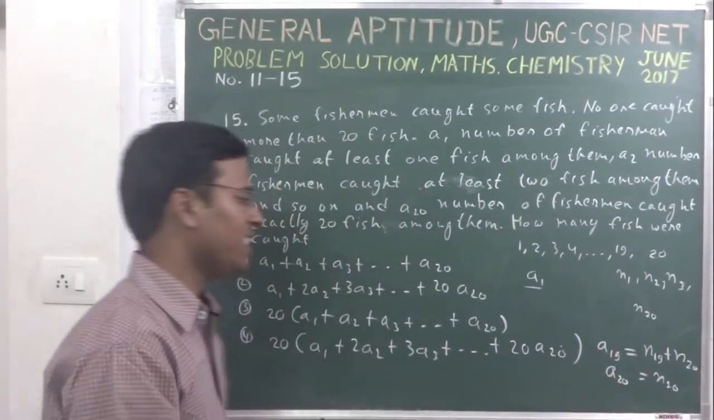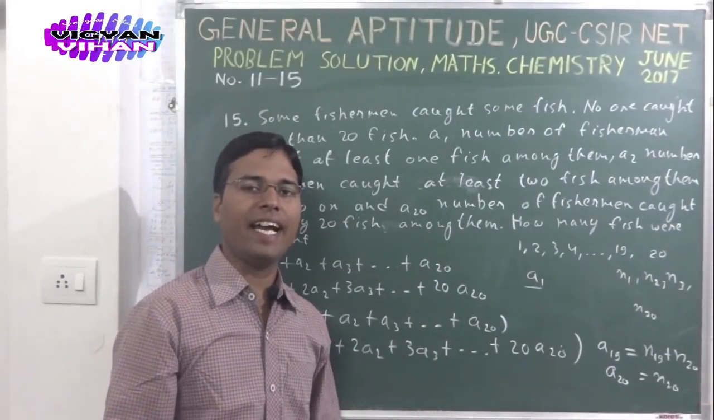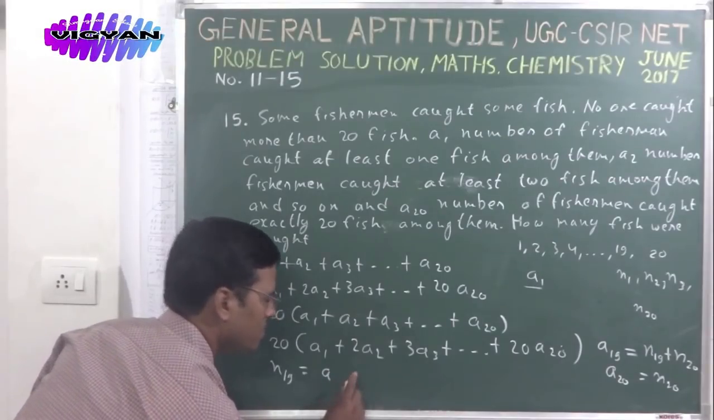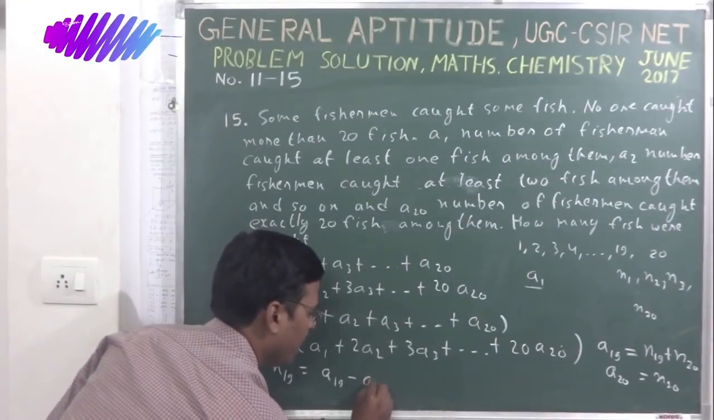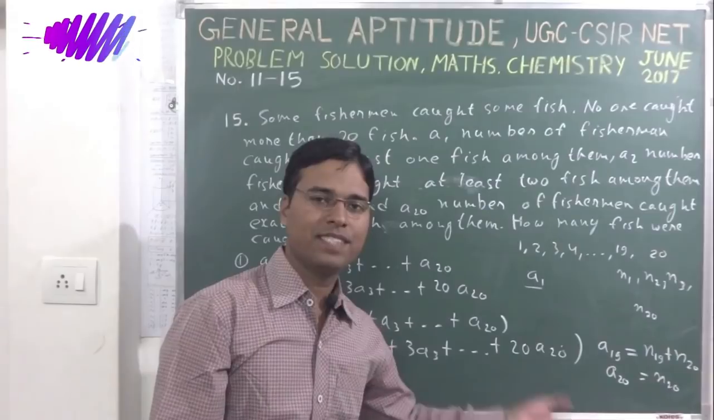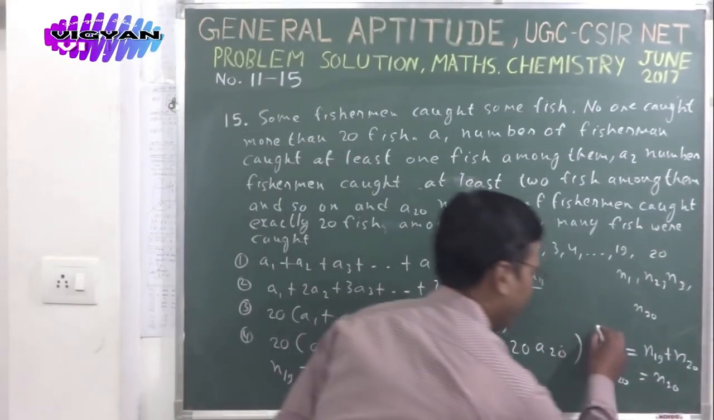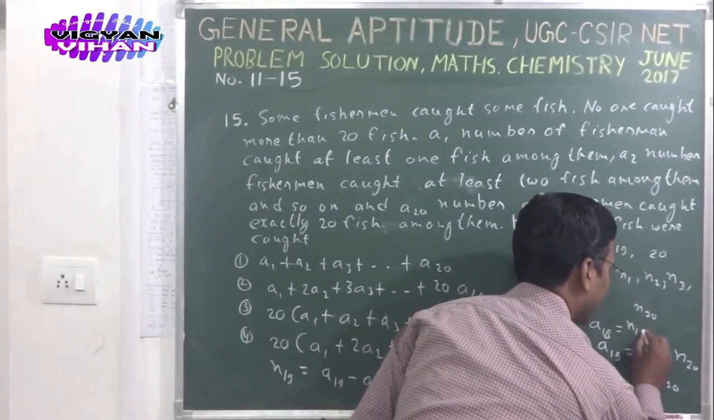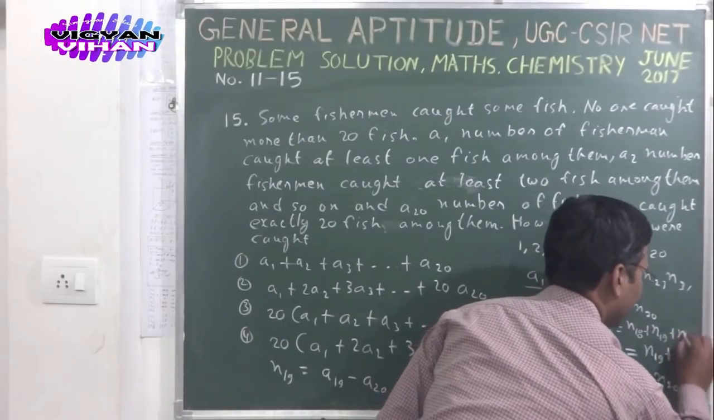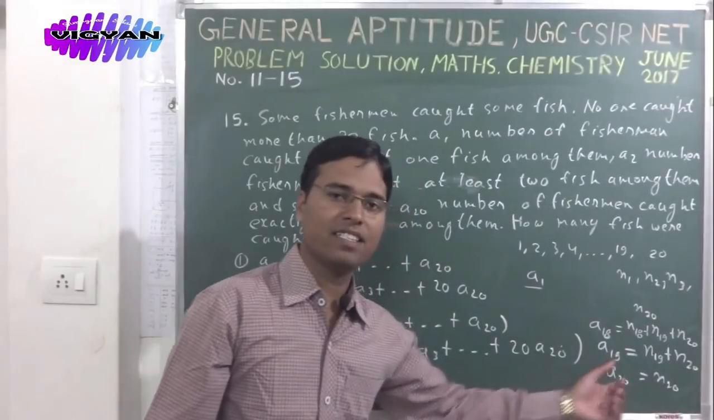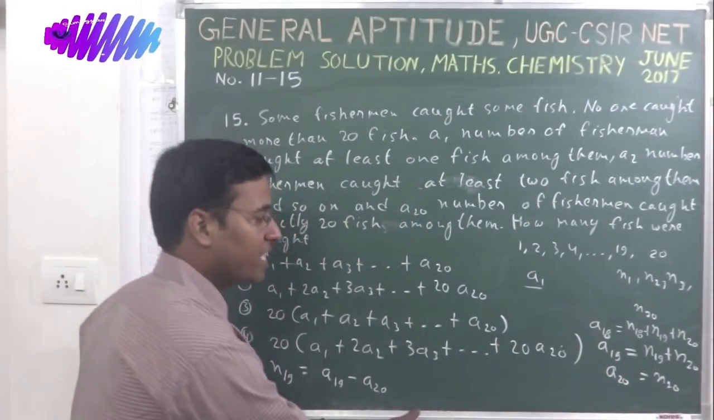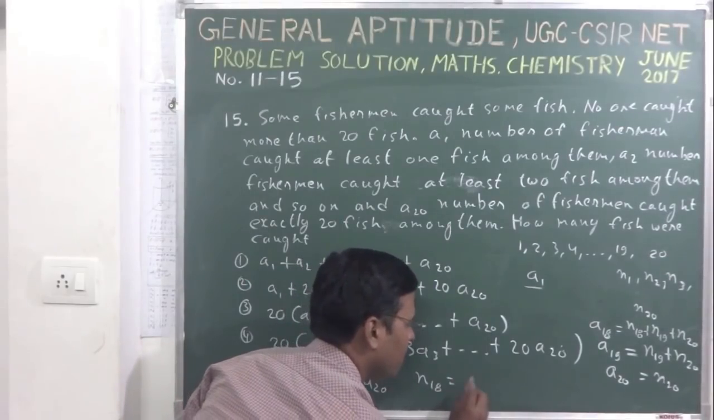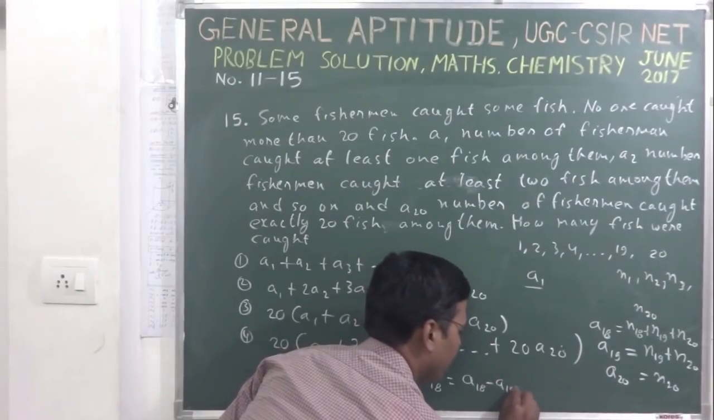Now you can easily calculate the number of fishermen who caught exactly 19 fishes each, and N19 would be equal to A19 minus A20. Moving from the last term to the initial terms, A18, the number of fishermen who caught at least 18 fishes, would be equal to N18 plus N19 plus N20. In that condition, the number of fishermen who caught exactly 18 fishes can be calculated by A18 minus A19. So, N18 would be equal to A18 minus A19.